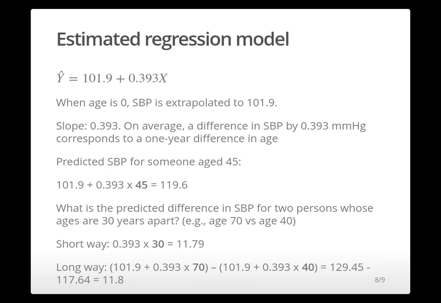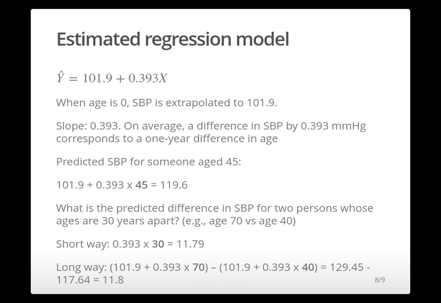0.393 is the slope of the straight line. According to the estimated model, if x increases by 1, then y hat increases by 0.393. So it can be considered that in this data, on average, a difference in systolic blood pressure of 0.393 millimeter of mercury corresponds to a 1-year difference in age. On average in this sentence does not exactly mean the arithmetic mean, but means a representative value, or a typical value, and there is some mathematical reason for considering the value as representative of different values in the data.